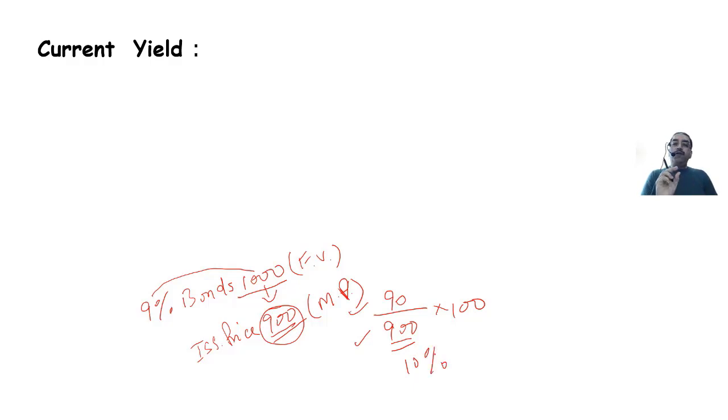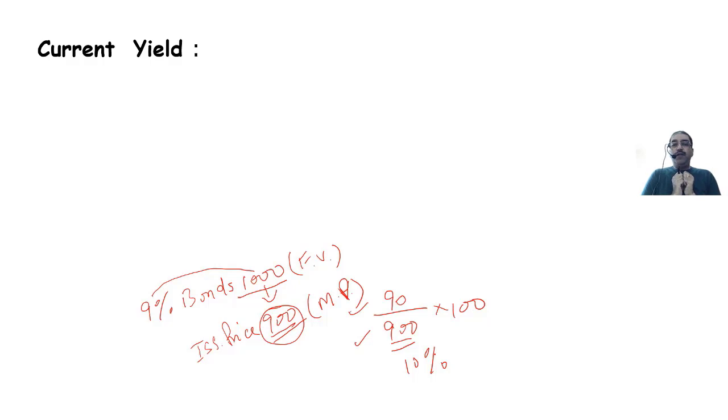Rate of return for him, it is 10%. So the company is also satisfied. The investor is also satisfied. The company is happy that it is paying only 9% rate of interest. The investor is happy because he has purchased the investment for only 900 rupees, so he is getting returns of 10%.